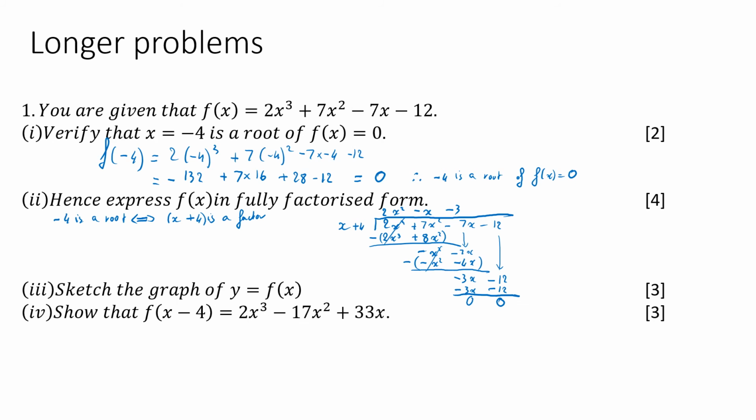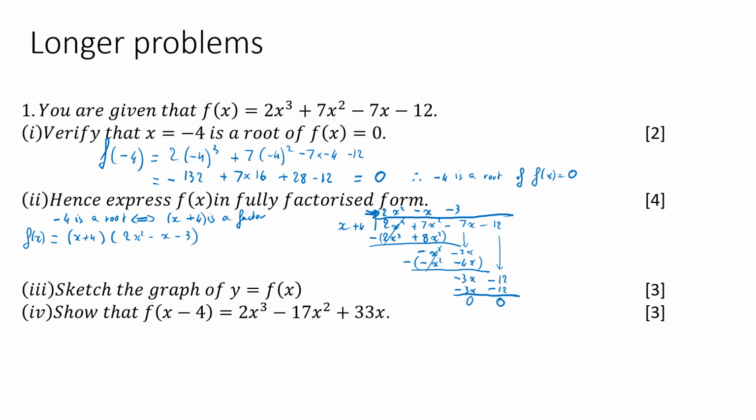I need to make sure now I answer the question. They want me to factorize fully. So I can start by writing f of x equals x plus 4 multiplied by the result I got at the top here, so 2x squared minus x minus 3. Have I factorized fully? No. I have factorized my first term, the x plus 4, but then I need to factorize my quadratic. So I need to be careful to factorize the quadratic properly.